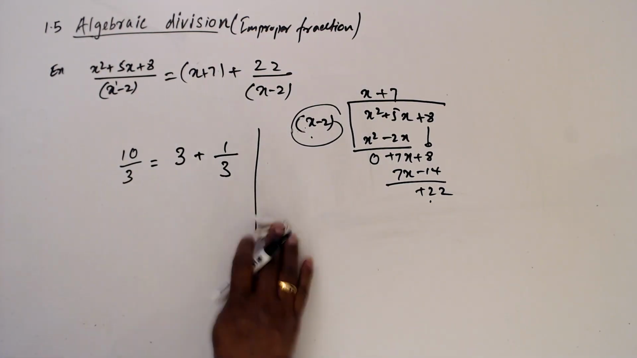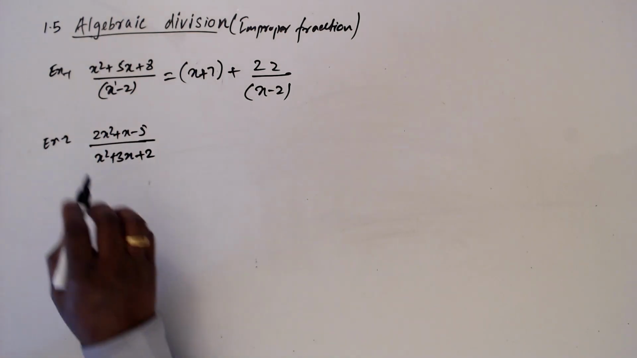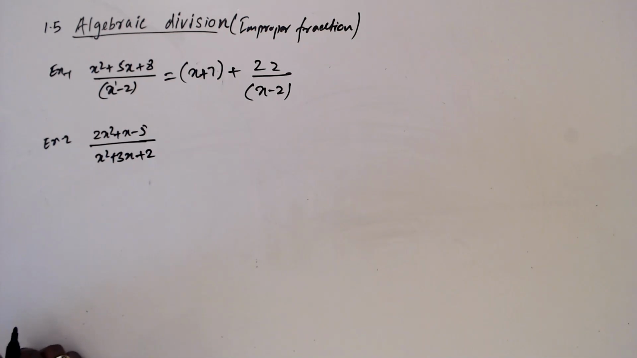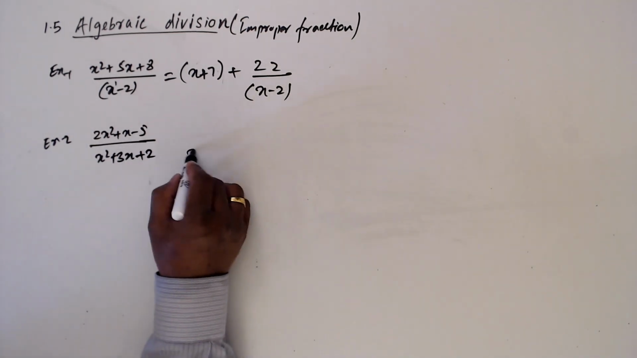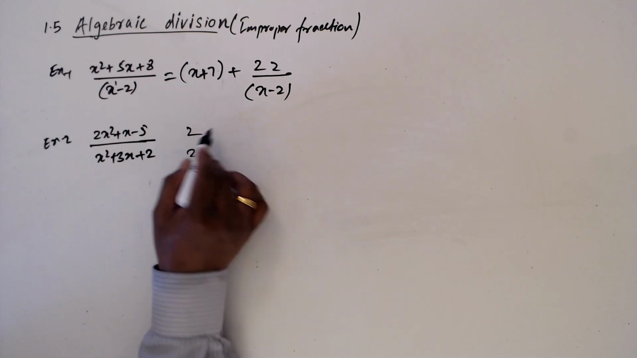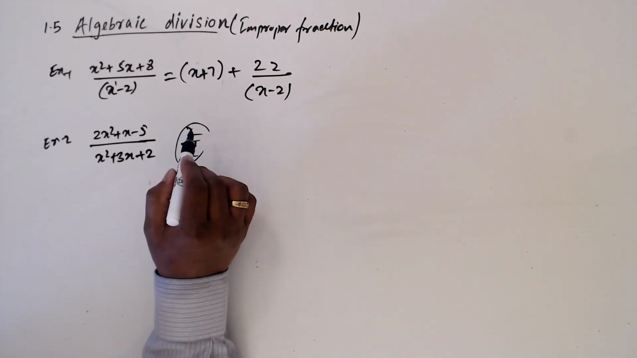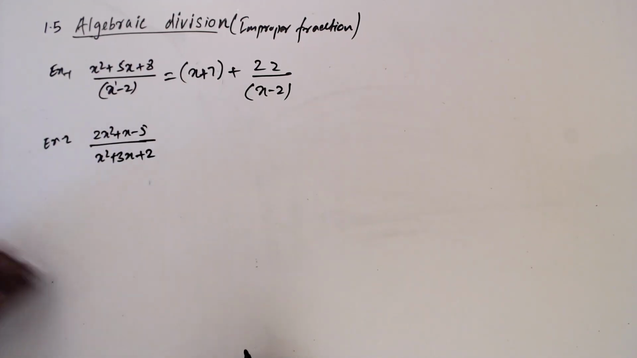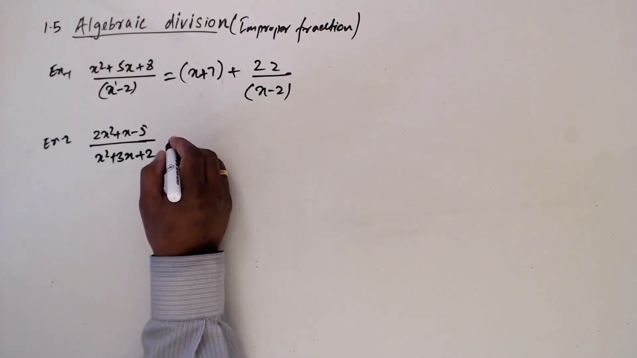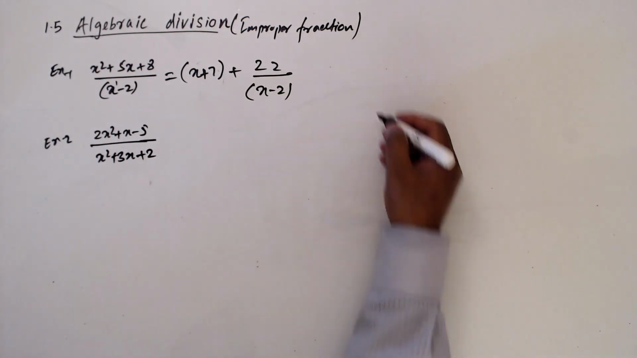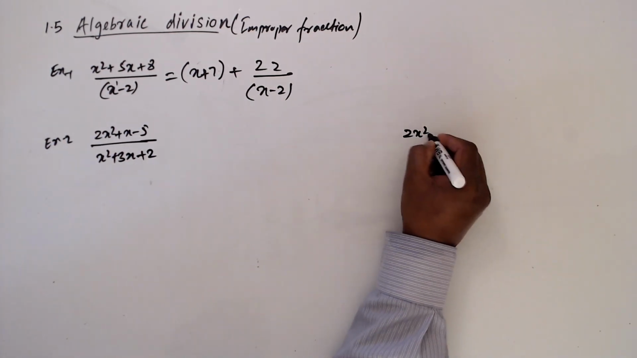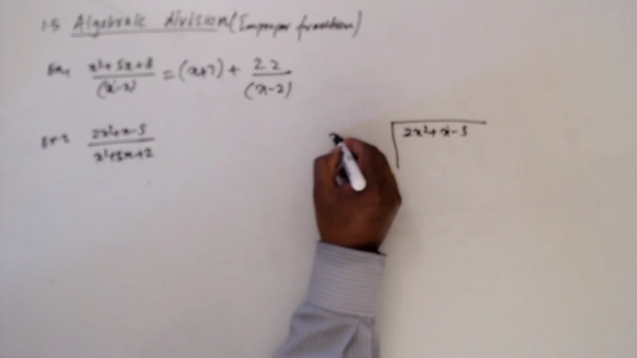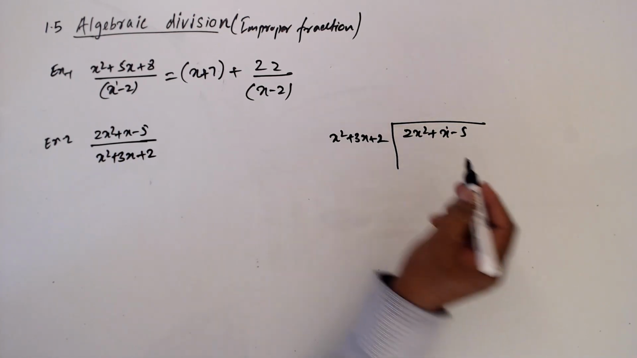So we'll discuss another example. Now this is 2x square plus x minus 5 divided by x square plus 3x plus 2. So the highest degree is 2, and this one also 2. 2 over 2 is not a proper fraction. So then we want to turn this into a mixed fraction. So we have to start the division as usual now. 2x square plus x minus 5, we need to divide by x square plus 3x plus 2.